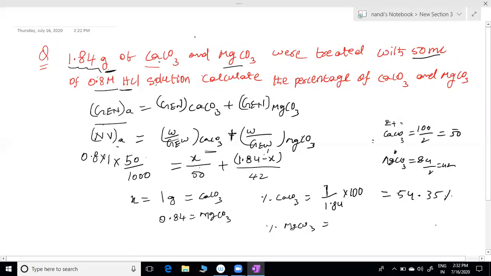I am expecting from you only to understand the formula, not the calculation. This is the formula you have to understand. Whatever they gave, just acid and base have to be equal. You are reacting with HCl. That's why. Understood? No, not understood still.